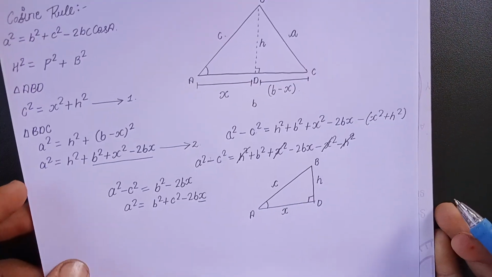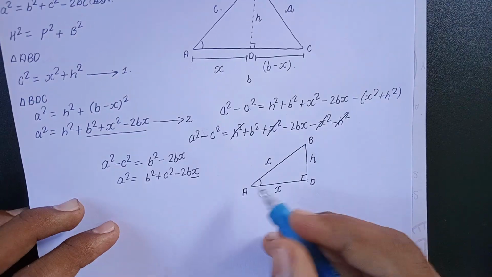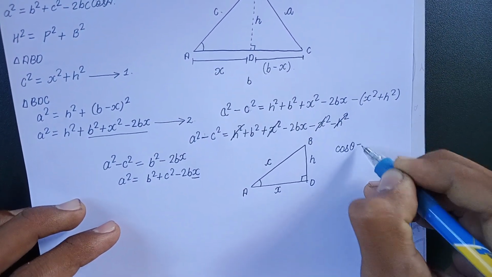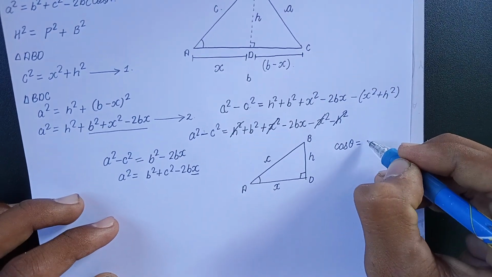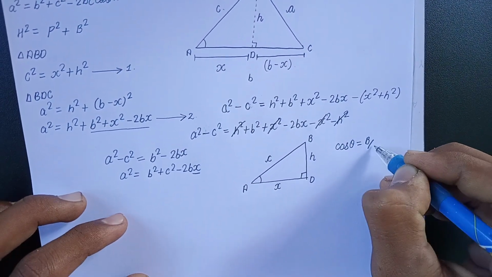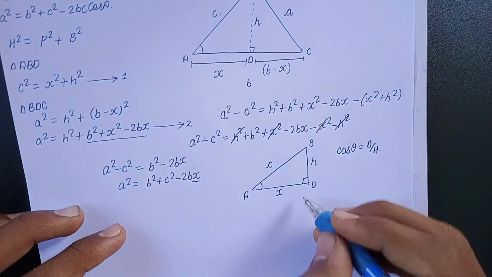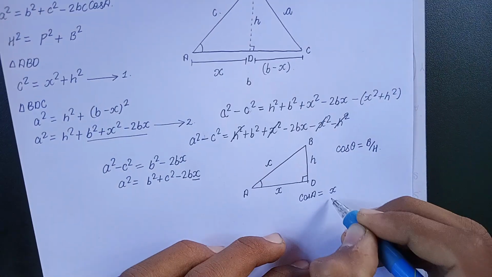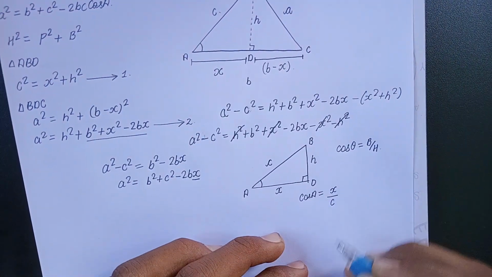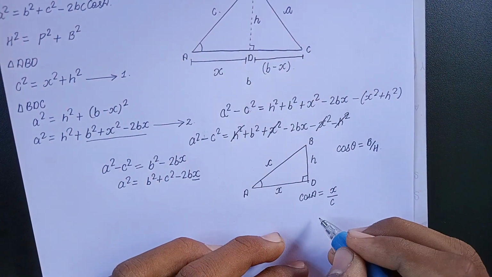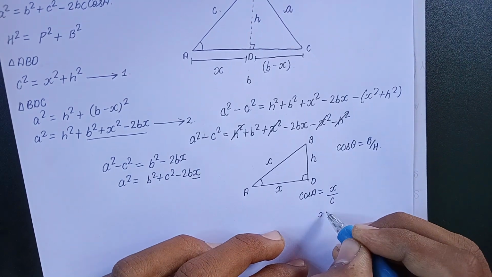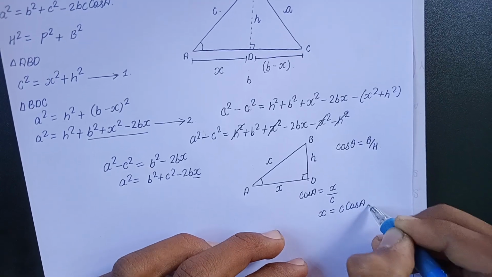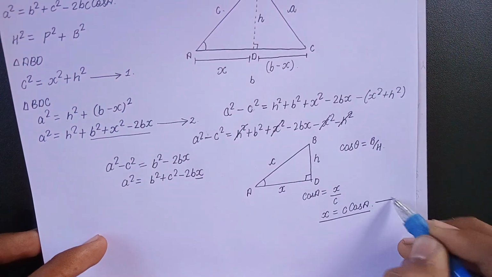If we apply the formula of cosine here, as we know, the cosine of theta is going to equal the base divided by the hypotenuse. So we can write cosine of angle A equals x divided by the hypotenuse, which we have here as c. On rearranging, we can write x equals c cos A. This is our equation number 3.